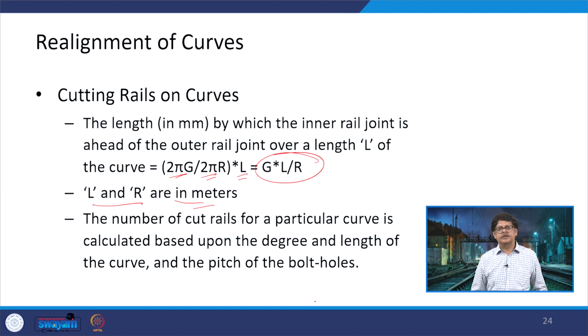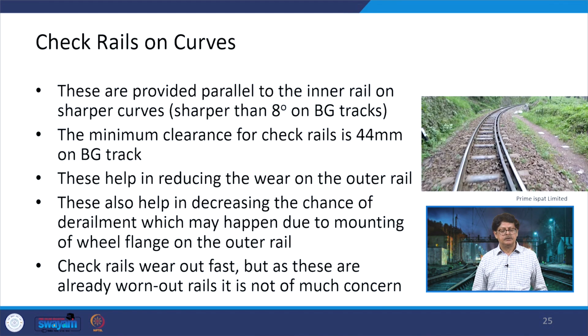So, the number of cut rails for a particular curve is calculated based upon the degree and length of the curve and the pitch of the bolt holes. So, that is the point here. Finally, the check rails. The check rails on the curves, if you see here in this photograph, this is a 2 rail system, the gauge is there, but then an additional rail is being provided on the inner side, towards the inner side of the curve. So, that is what the check rail we are talking about here.